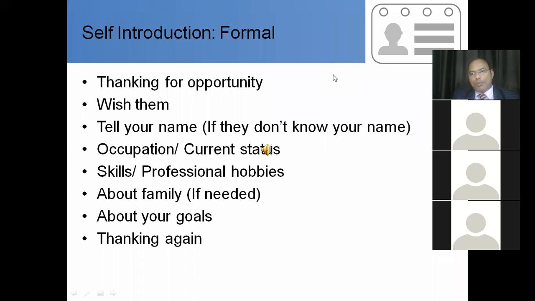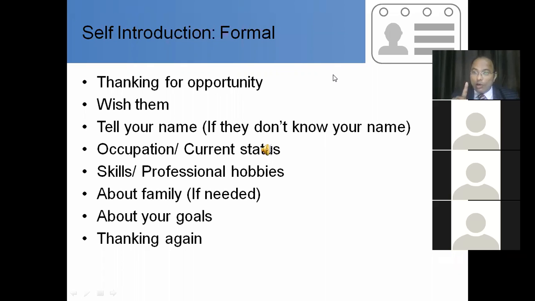Then you tell your occupation, your profession, whatever profession you are following. If you are a student, you can simply say that I am a student. Or if you have passed, say MCA or BCA or BCom or whatever, then you can tell that. So you have to tell your current status. Okay. And then you relate to your skills or hobbies.